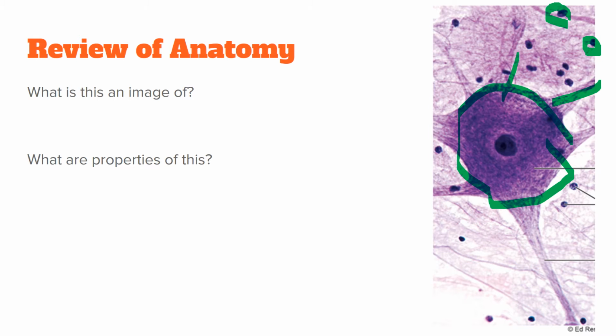So neurons conduct impulses, and they have three different parts. We have the dendrites here. And so these are short, highly branched, cytoplasmic extensions that receive electrical signals.